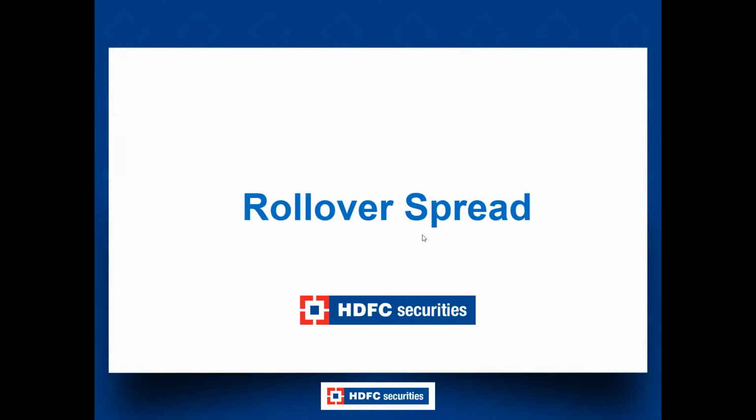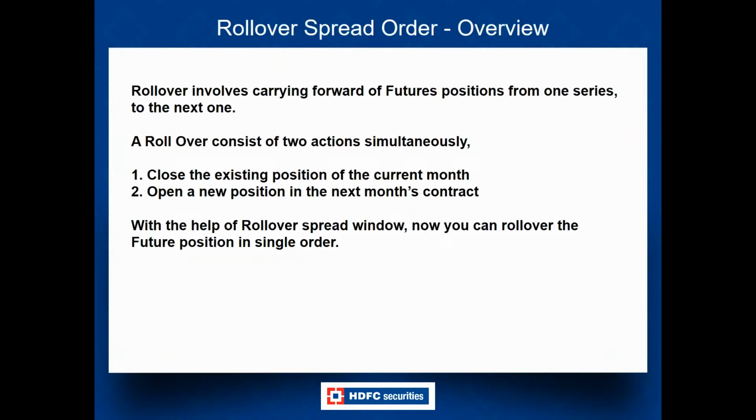Now, one more feature is the rollover spread order. Now, what is a rollover spread order? Rollover, you must be knowing, only happens in futures. And what is rollover? Rollover involves carrying forward of futures positions from one series to the next one. It is called rollover. A rollover consists of two actions simultaneously: closing the existing position of the current month futures contract and opening a new position in the next month futures contract. This is called rollover.